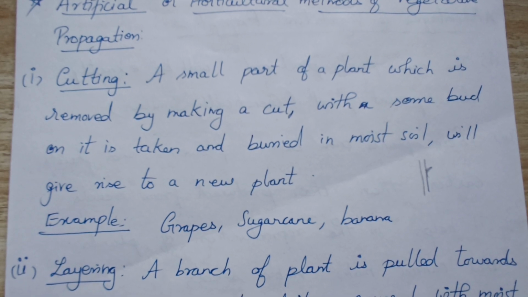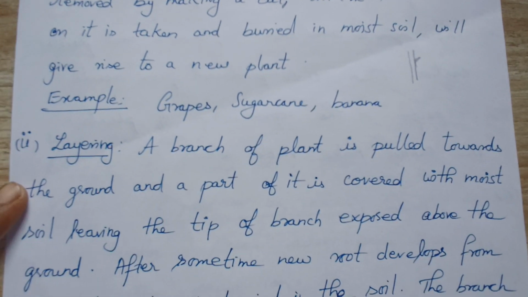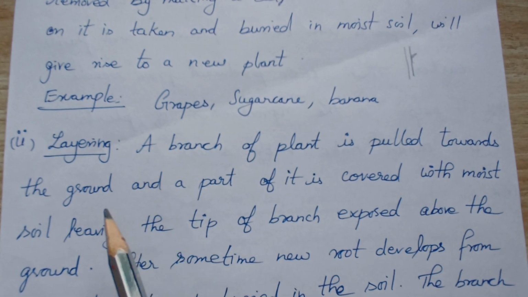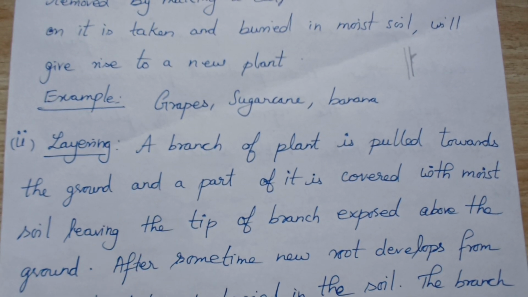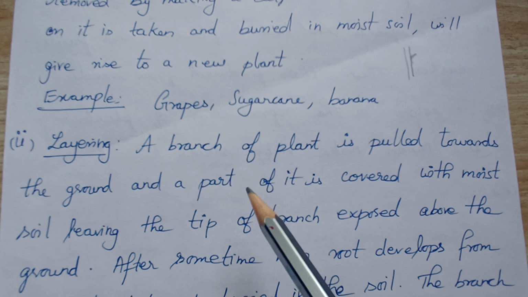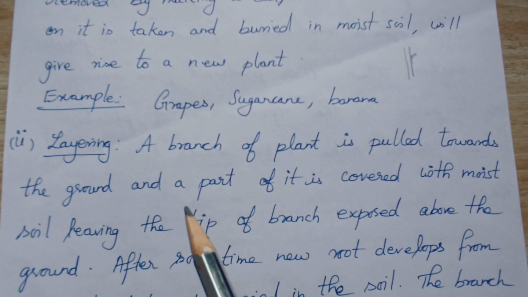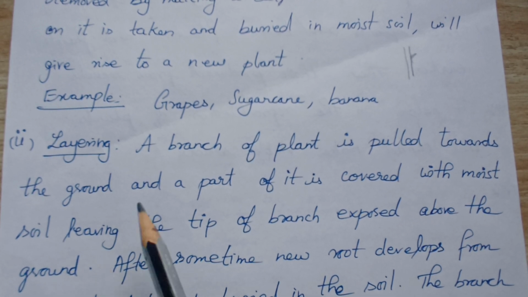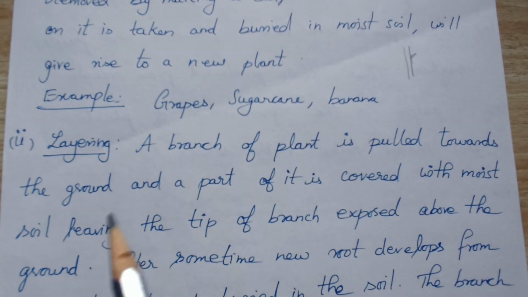Okay. Next, layering. You would have seen this in your home itself. Most homes have a jasmine plant, right? Your moms used to keep one of the long branches buried in the nearby soil. That buried part of the branch will give rise to a new plant. This layering can be seen in your home itself.